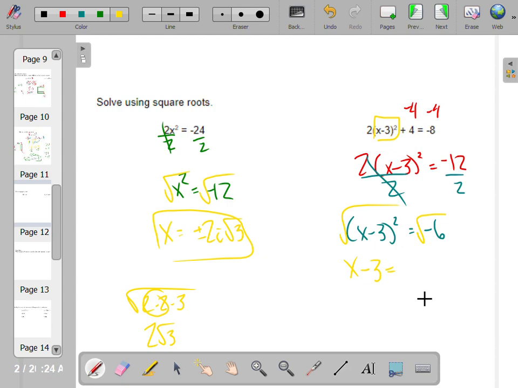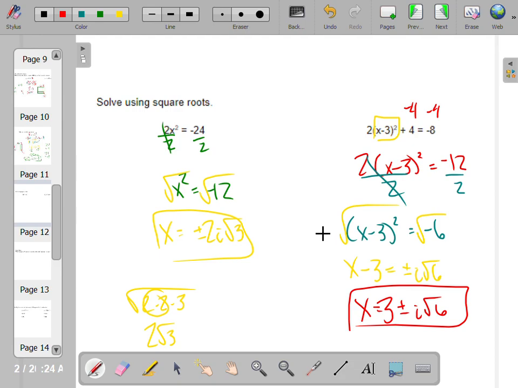X minus 3 equals plus or minus. 6 cannot be factored, but since it's negative, we're going to have i radical 6. When I say factored, I mean there's no perfect squares in there. Last thing, add 3 to both sides. 3 plus or minus i radical 6.